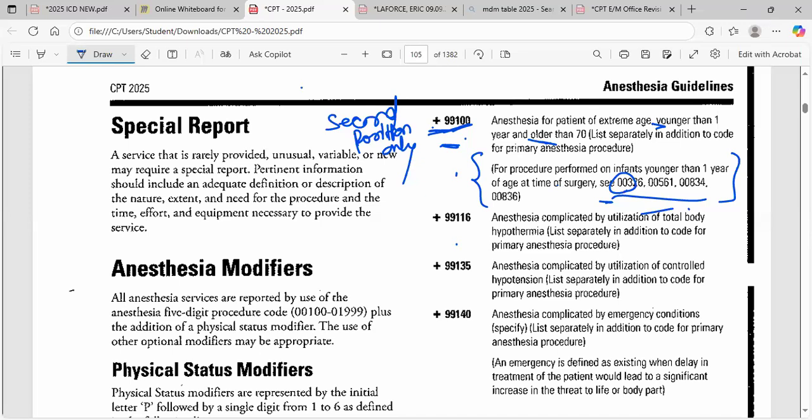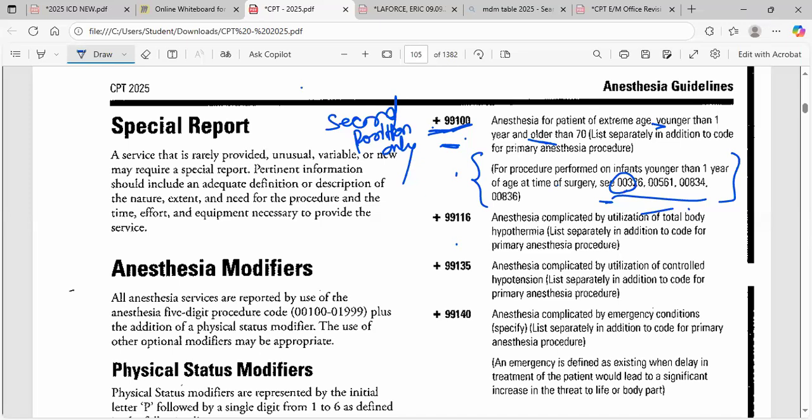Now, the next code is 99135. We have to use 99135 when the anesthesia is complicated by utilization of controlled hypotension. So, when there is an intentional hypotension due to the procedural requirement, then we are going to use 99135. And in the last, we have 99140.